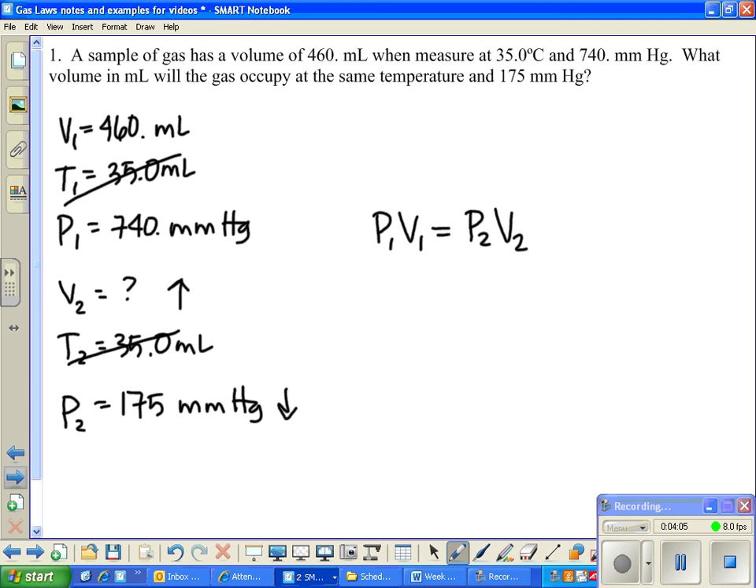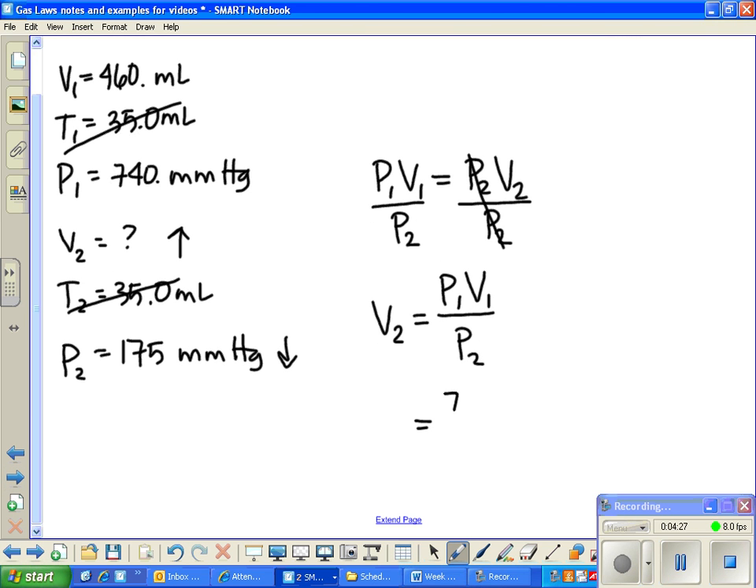So solving for V2, I need to divide both sides by P2. So it divides out over here. So V2 equals P1 times V1 divided by P2, and then I plug in my numbers. Be very careful with those subscripts, P1 versus P2. So my P1, 740 millimeters of mercury times 460 milliliters divided by 175 millimeters of mercury.